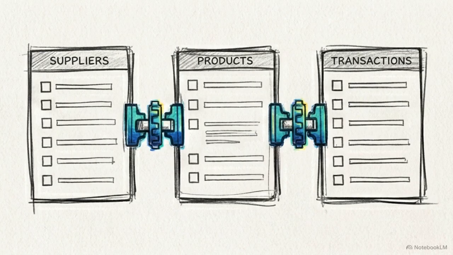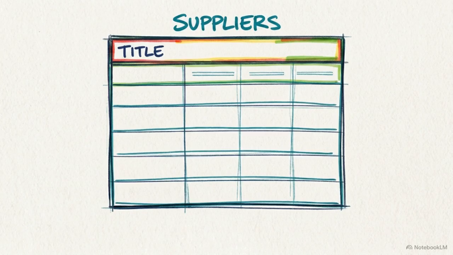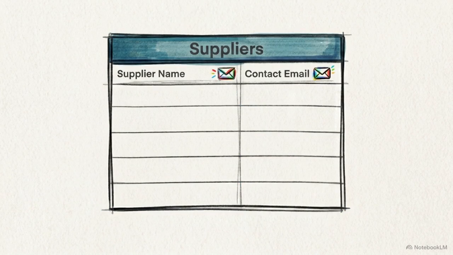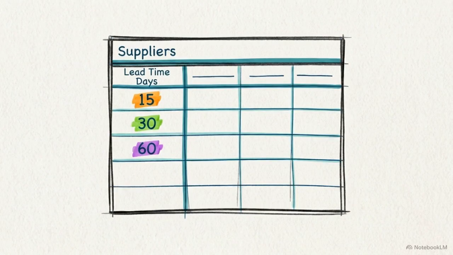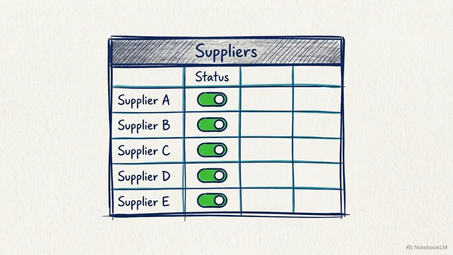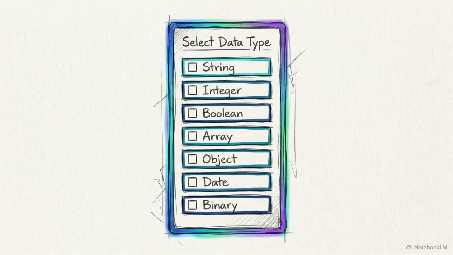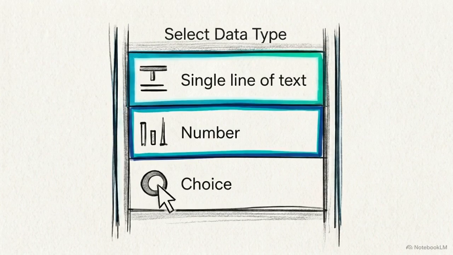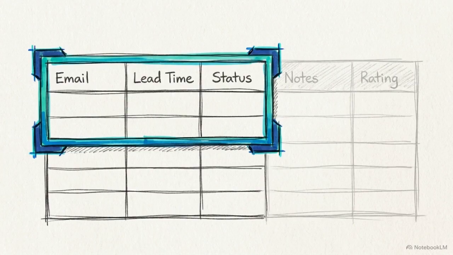We begin at the origin point, the suppliers list. This holds our vendor master data. To make this functional, we need to add specific columns. Alongside the supplier's name, we need contact email to send reorder alerts, lead time days to know how long shipping takes, and status to track if a vendor is active or inactive. Every column must be assigned an exact matching data type to function. The email is a single line of text, the lead time is a number, and the status is a choice field. You can always add extra notes or rating columns later, but these core fields are required for the automated alerts and reporting to work properly.